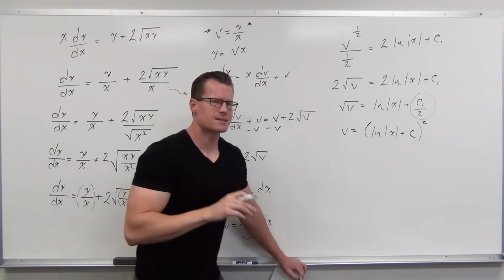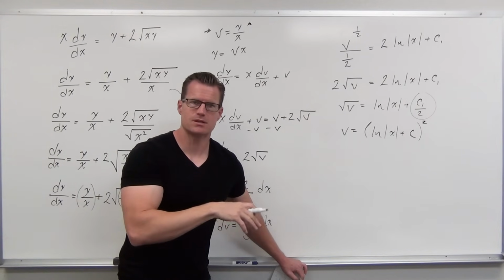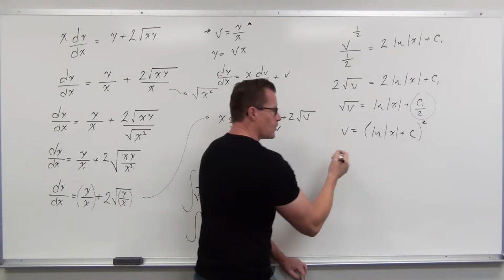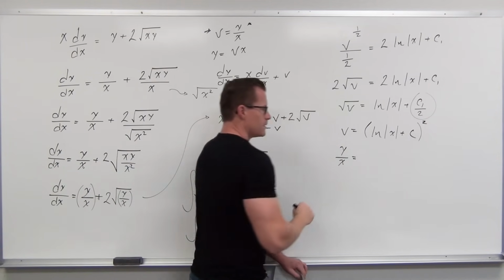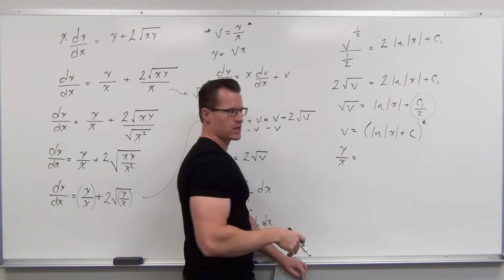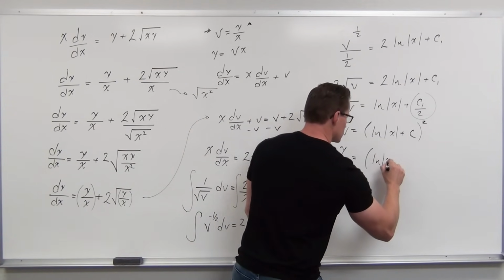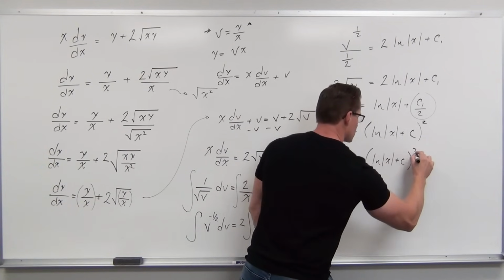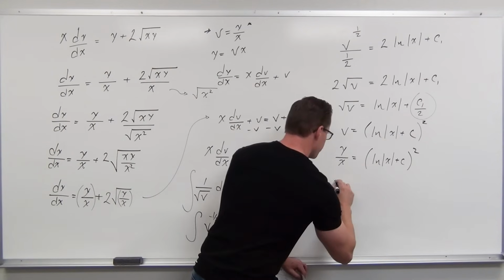And now we say, well, that's not good enough because we started in y's. V has y's in it. V is a function of y and x. So let's replace it. If v equaled y over x, then y over x equals whatever v is, transitive property. If we multiply both sides by x, we're good to go.